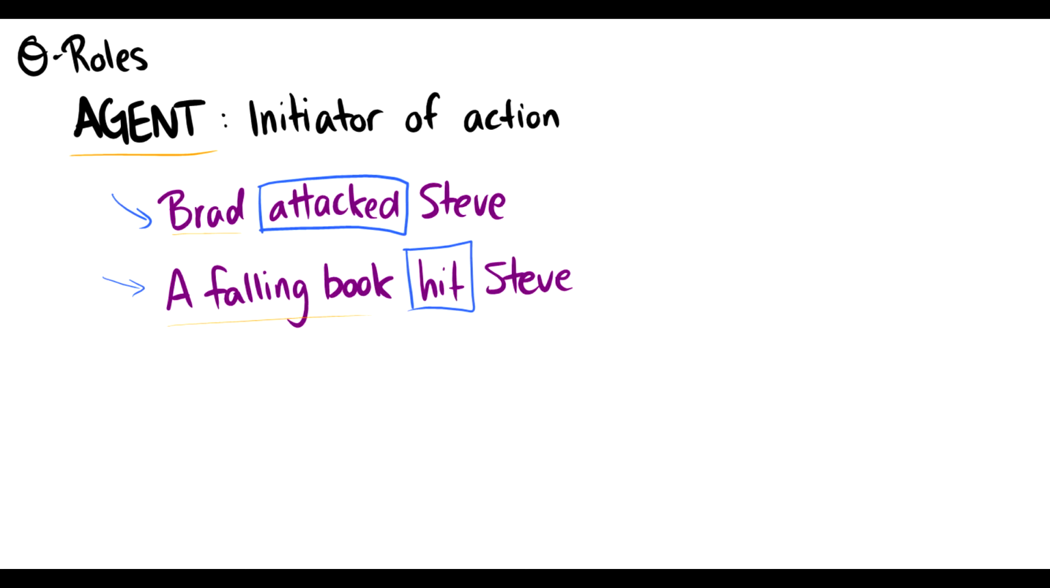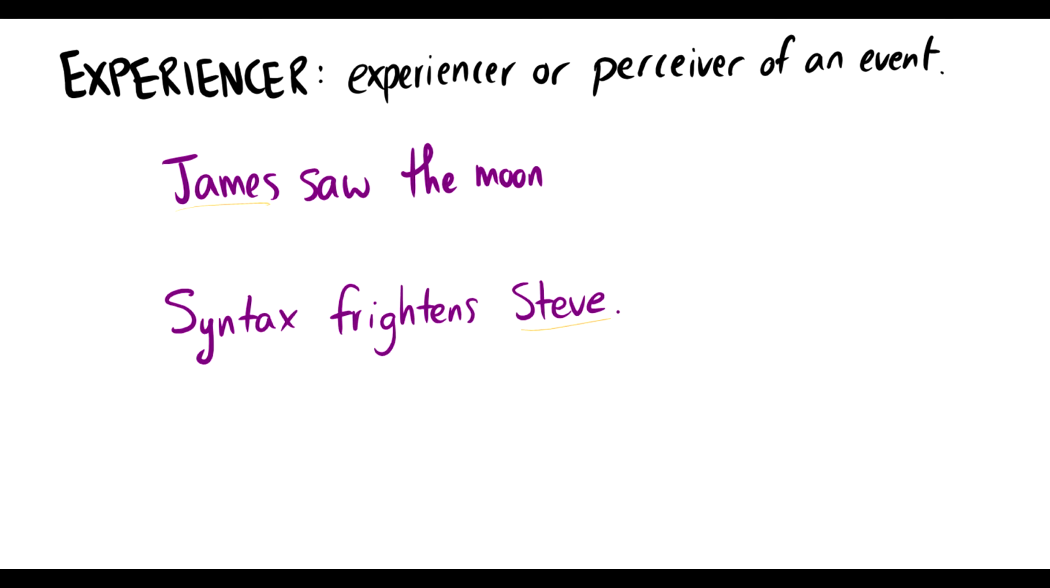There's something very closely related to an agent called the experiencer. Now, this is a little bit different from an agent because there's no physical action necessarily being done. And it's a little bit hard to understand the difference, especially with this first example of James saw the moon. So, James is the experiencer here. He's not an agent because seeing is not something that requires an active motion necessarily. So this is where it gets a little bit trickier.